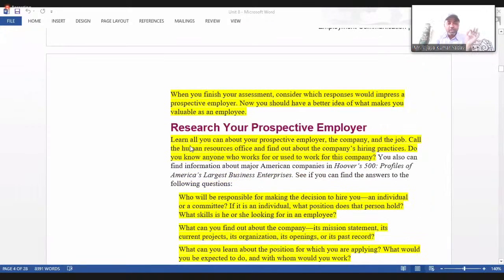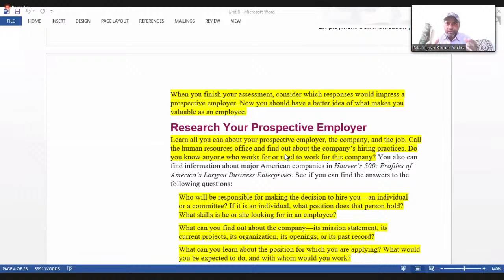See, to learn all you can about your prospective employer, the company, and the job. Call the human resources office and find out about the company's hiring practice. Do you know anyone who works for or used to work for this company? Now see, here you have to judge the company. What are the hiring practices of the company?